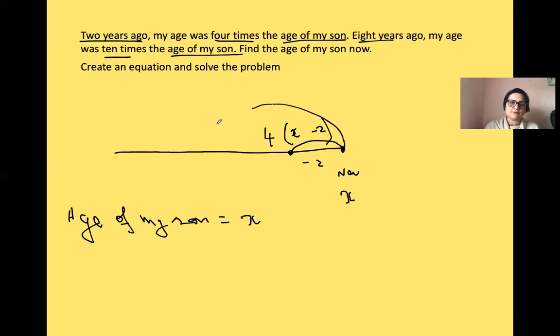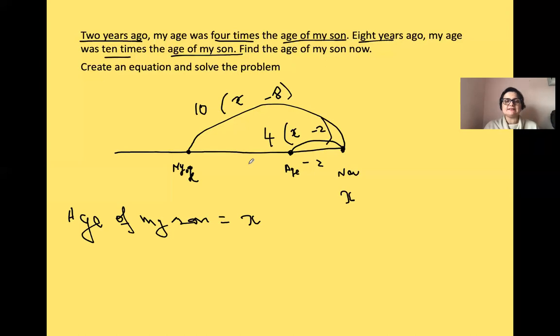Okay, and then the next bit is 8 years ago. So it's going to be minus 8, X minus 8. Okay, it's from now, minus 8. My age was 10 times the age of my son. So my age is going to be 10 times more. This is where I am. So this is my age 8 years ago, and this is my age 2 years ago.